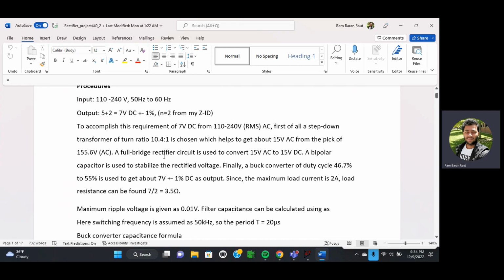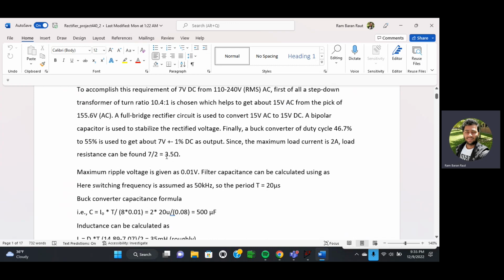So we got this, and inductance is directly proportional to the square of the number of turns. When we square this one, we get like 108:1. We are also using a bipolar capacitor to stabilize the rectified voltage, and a buck converter with a duty cycle. Suppose we are not getting exactly 15 volt because of the diode, since these are not ideal devices and consume some power. So with this duty cycle, we cannot get 7 volt from 15 because we are not getting 15 volt at the MOSFET. We need to increase the duty cycle, and play with it to get 7 volt.